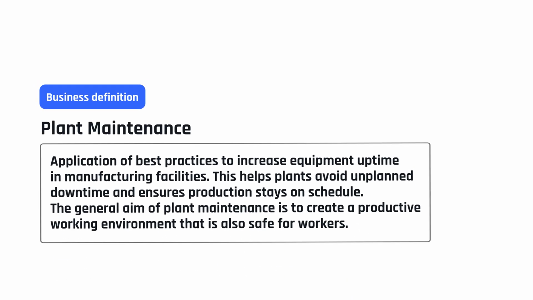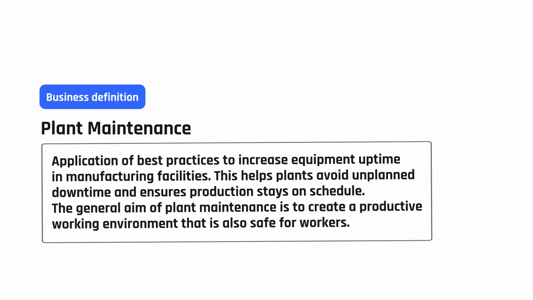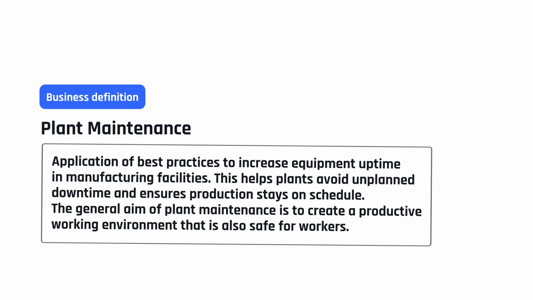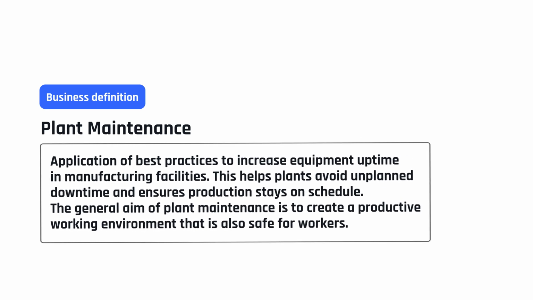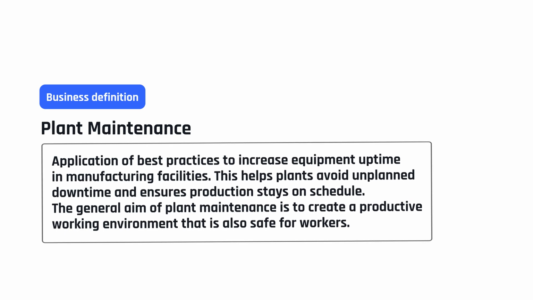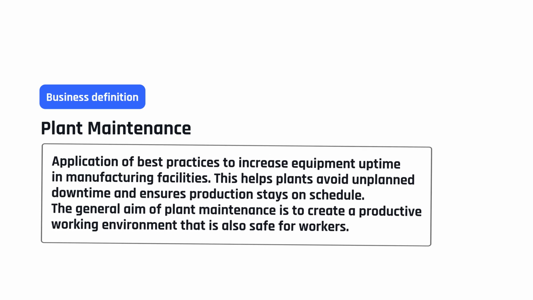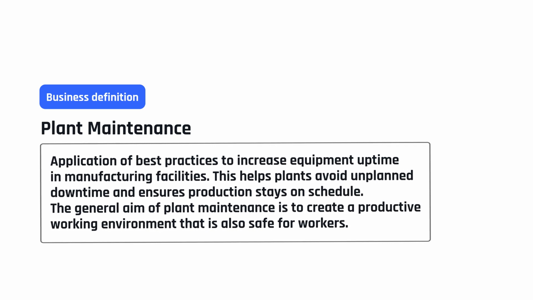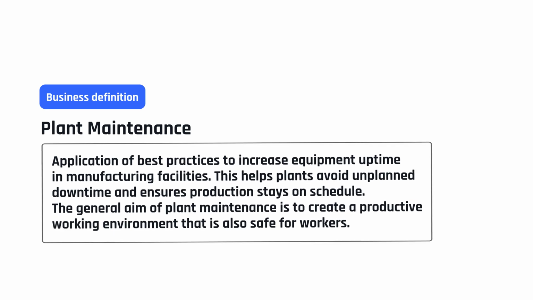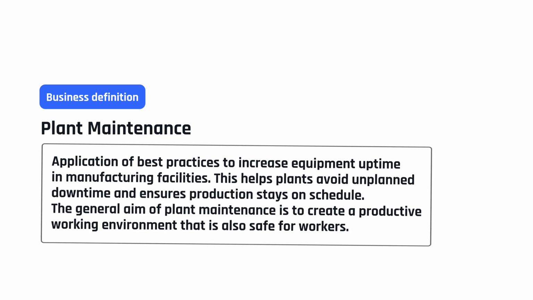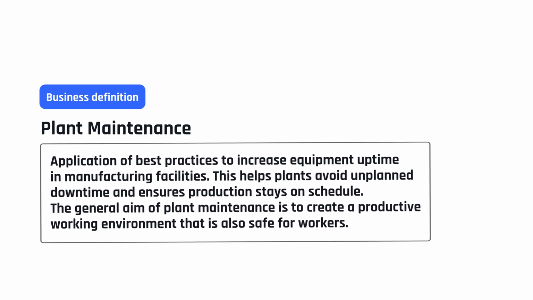Plant maintenance is the application of best practices to increase equipment uptime in manufacturing facilities. This helps plants avoid unplanned downtime and ensures production stays on schedule. The general aim of plant maintenance is to create a productive working environment that is also safe for workers.